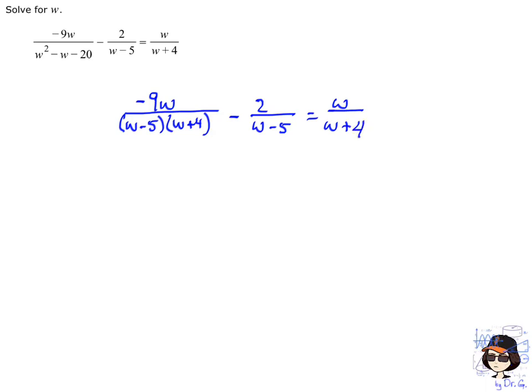And now looking at this, we can see what the excluded values are. Well, 5 would make two of our denominators 0, and also a negative 4 would make a couple of our denominators 0. So we have to write those down at the beginning so we can check at the end. Make sure that none of our solutions are one of those numbers.